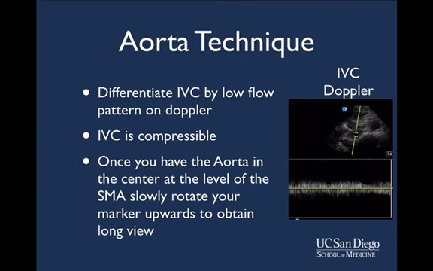To differentiate the aorta from the inferior vena cava, we can use Doppler. The inferior vena cava has a low flow pattern on Doppler. It is quite compressible with the probe, and the way we visualize it, we can identify the aorta in the center at the level of the superior mesenteric artery. We will slowly rotate our marker dot upwards, and then we can again identify the aorta in a long view.